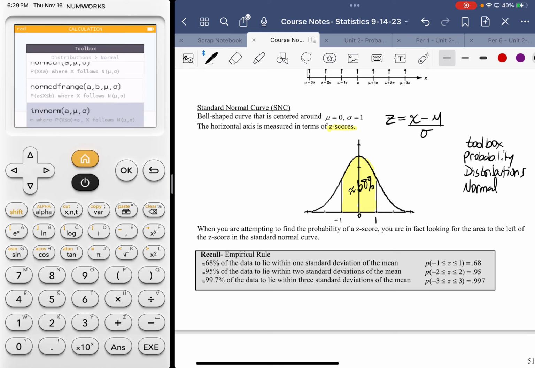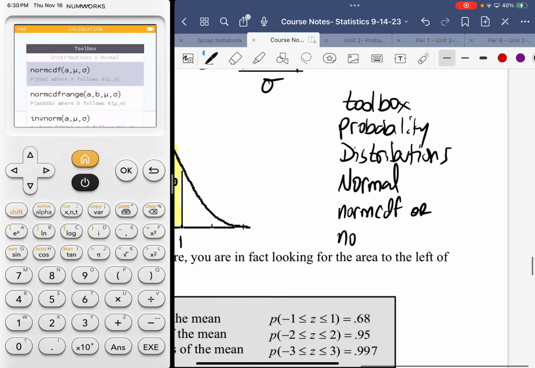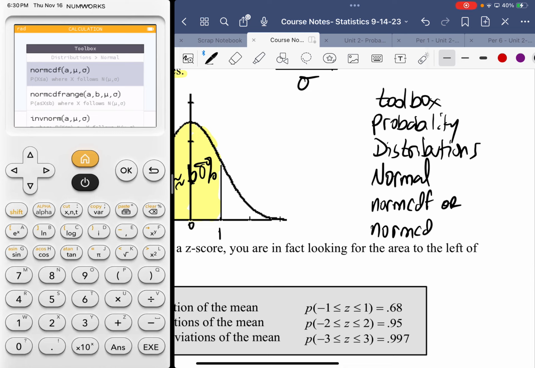Actually, 4 different options. The first 2, norm CDF and norm CDF range, are ones that'll give you areas under the normal curve. All right. So here it's norm CDF or norm CDF range. Let me just zoom this in, sorry. Both of them will find area under the normal curve.